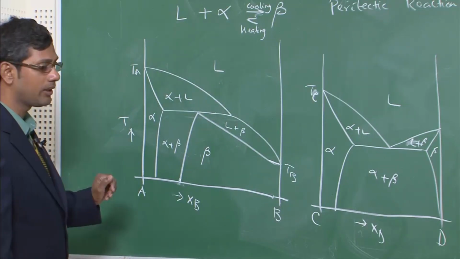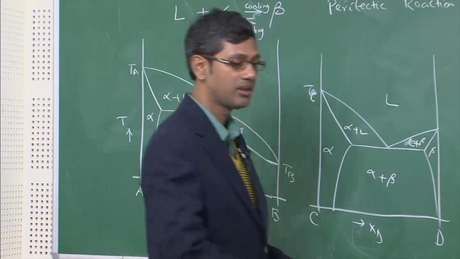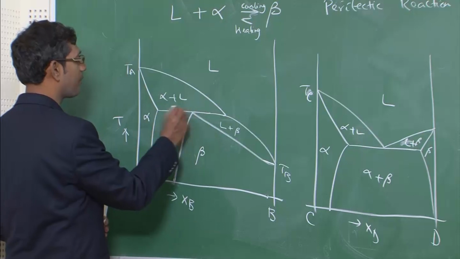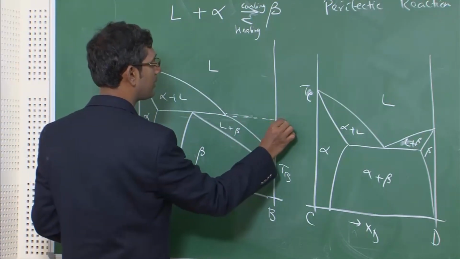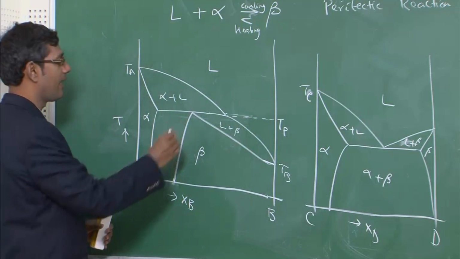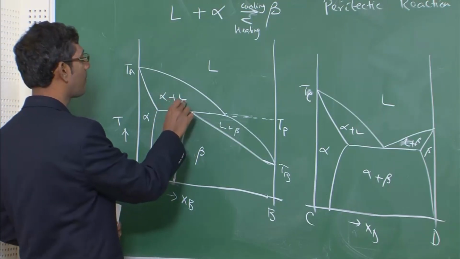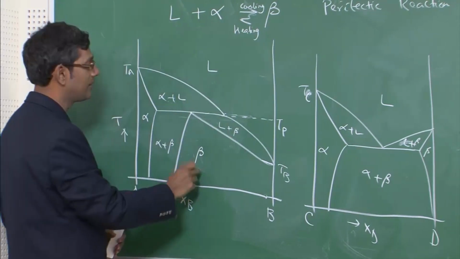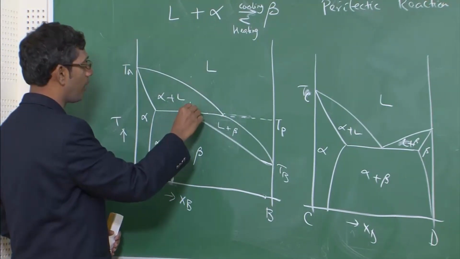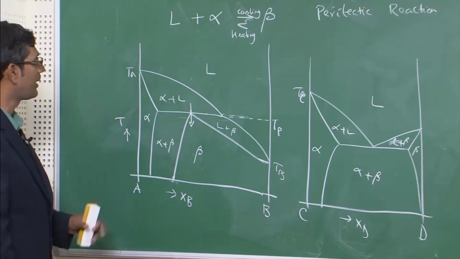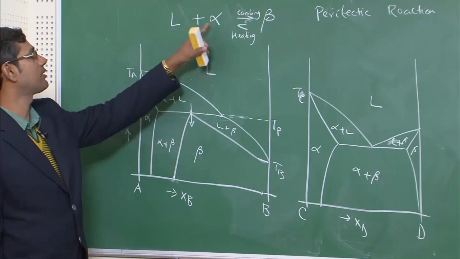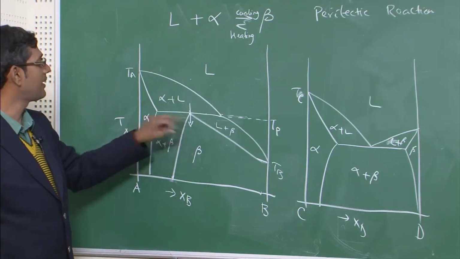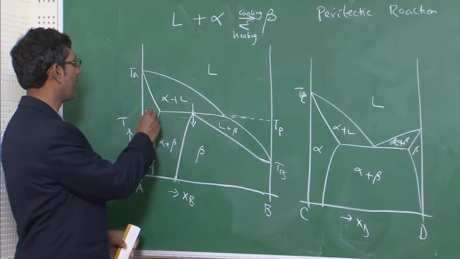So let me discuss these phase diagrams in a little more detailed manner. Here the peritectic reaction happens at a temperature known as TP, this temperature, and the reaction is taking place here, in which alpha plus liquid react with each other and form beta. So if you cool down, the way I have drawn the arrow, alpha plus liquid, or liquid plus alpha, whichever way you say, reacts with each other and forms beta. This is where the reaction takes place. So this is a horizontal line.